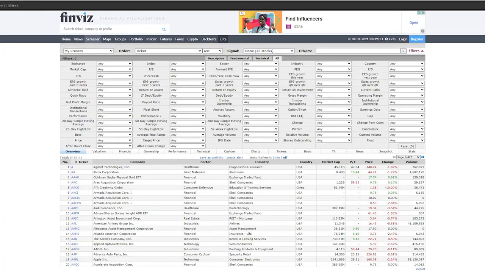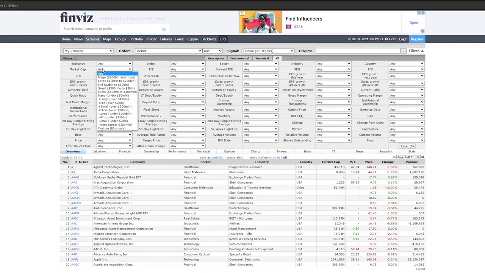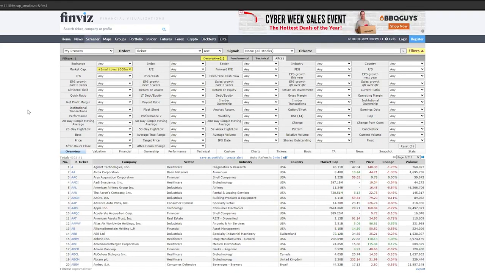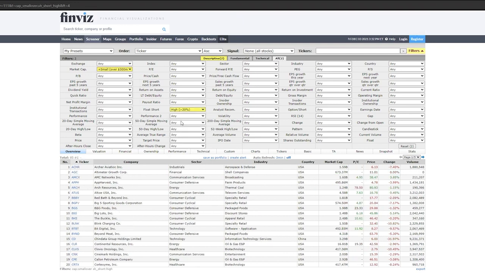The first setting we want to change is market cap. We only want to look at stocks over 300 million. We want the float short set to high at 20%. This is basically saying there are a lot of other short traders shorting these stocks at the moment.